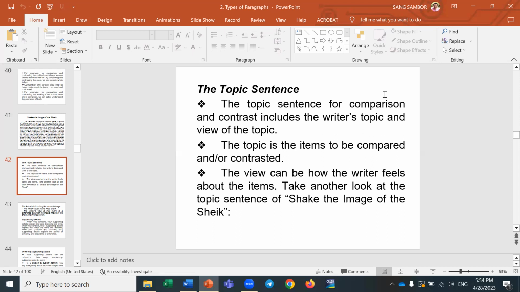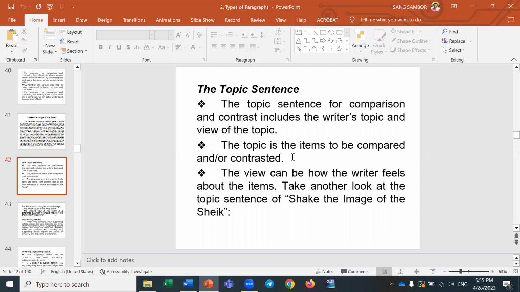The topic sentence for comparison and contrast includes the writer's topic and view of the topic. You see, the topic and the view of the topic. The topic is the item to be compared and or contrasted. So that's two, because you will have two topics there. For example, you might be asked to compare Norton University and Bill Bright University. You may have that kind of topic, Norton University versus Bill Bright University.